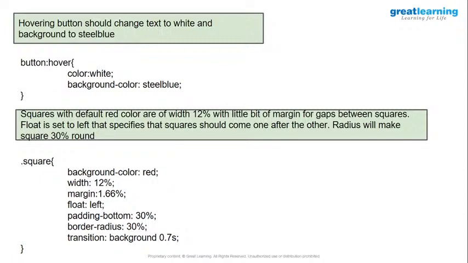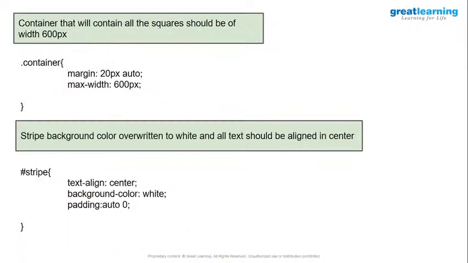Then again the transition, that is, how quickly does this transition happen, because when we click on a square, it goes to the background color, whatever the background color it changes to. So that transition, how quickly you want that transition to happen. Okay, this is all about this thing.